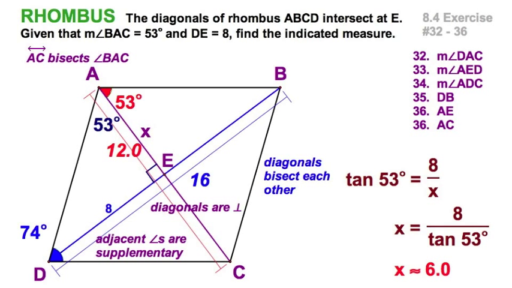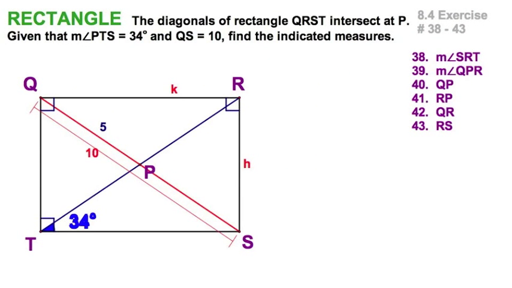6 exercises, no problem. Another diagram with 6 more exercises. Let's get started. Angle SRT. Where is that angle SRT? Well, it's up here. And I could find it 2 ways. I could use the triangle sum theorem of this triangle, or I could just say it's the complement of this 34-degree angle right there. Either way, it's 56.